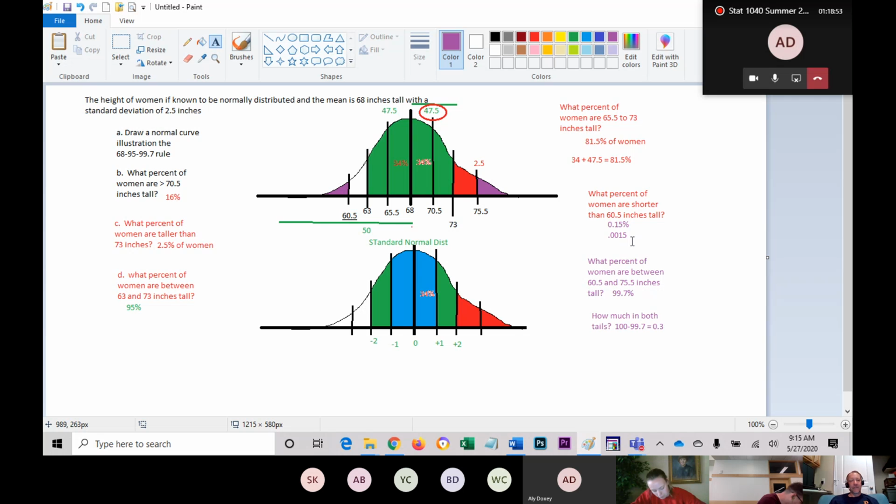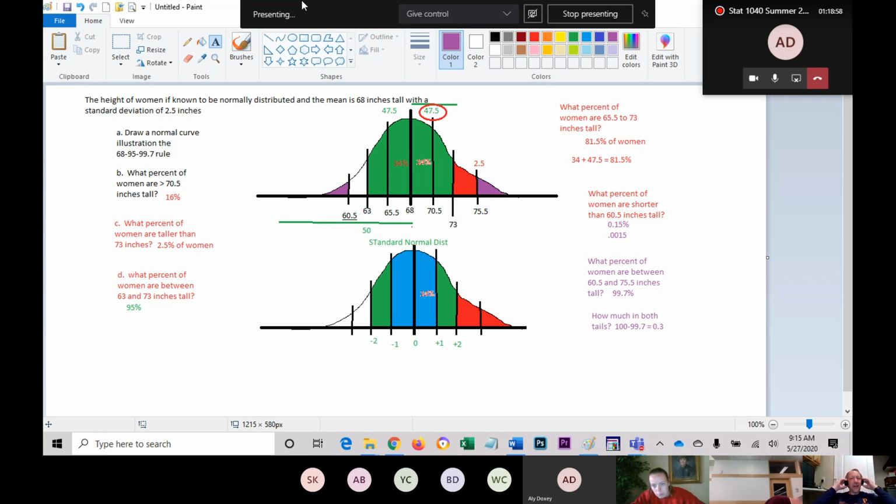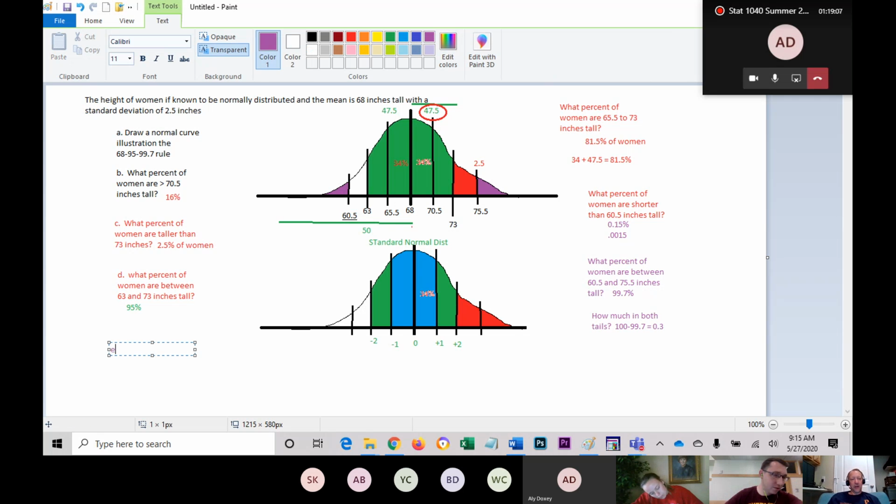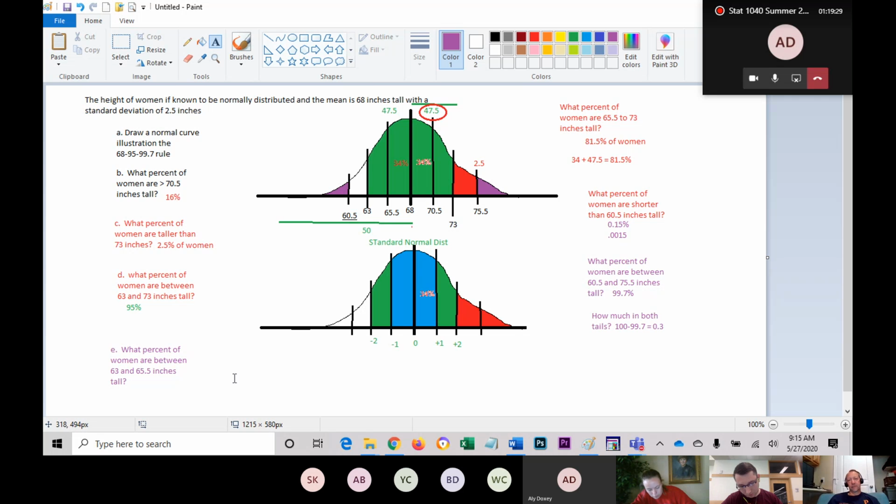So let me see if I can come up with one more question. And what's my question? Oh, here we go. This is going to be a good hard one. So now you can't wait for me to pick on you. Okay. So here we go. This is going to be question E in purple. What percent of women are between 63 and 65.5 inches tall? Do we have any volunteers? Because that one's going to be the hardest one yet.